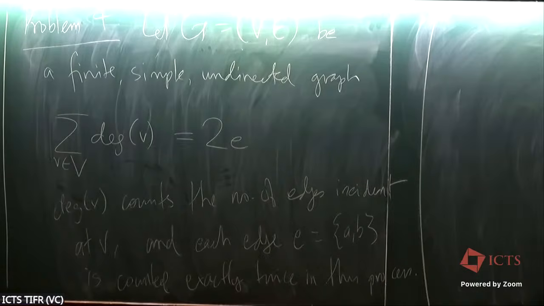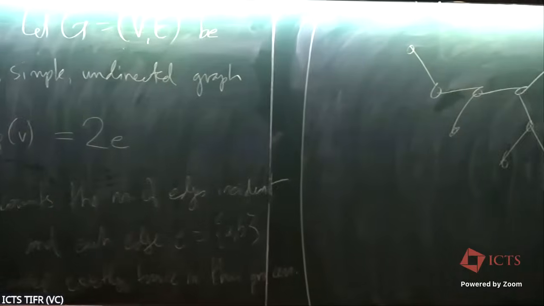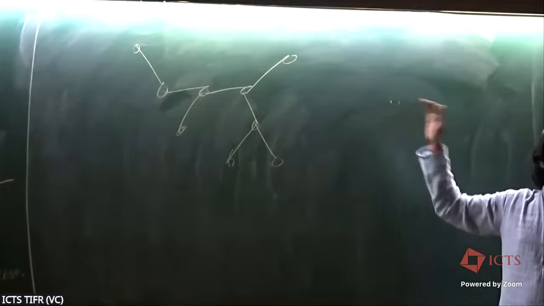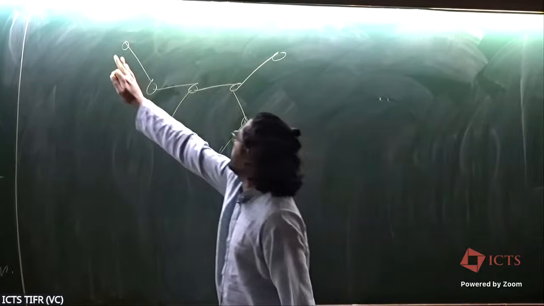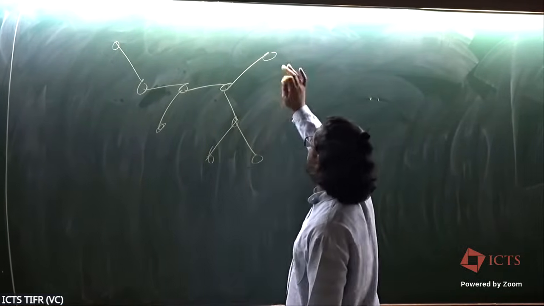So for example, this is a tree. Let me draw it. This is a tree. Okay, so there are no cycles here, right? So this is a tree, and it's a connected graph. Okay, so what you can do is, there are how many? 1, 2, 3, 4, 5, 6, 7, 8, 9. So there are 9 vertices here.